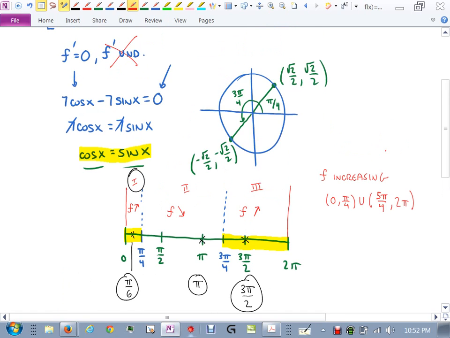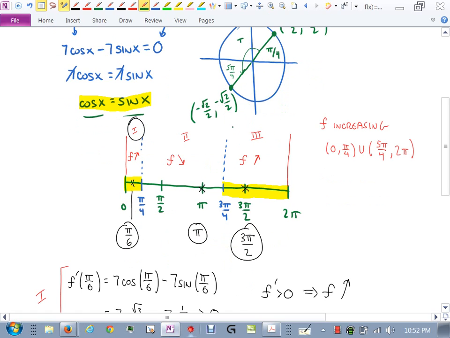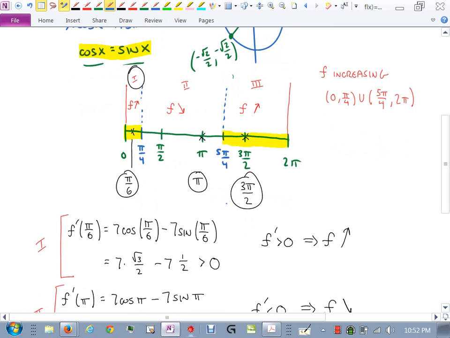I just realized I did something very stupid. But it's okay, it's not going to affect anything. This right here was 3 pi. This 3 pi over 4 is actually that angle right here. It's 5 pi over 4. This was drawn correctly but labeled wrong. So this is 5 pi over 4. Now, the good news is that our test point, 3 pi over 2, is still okay.